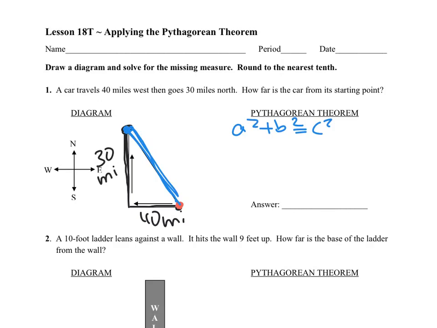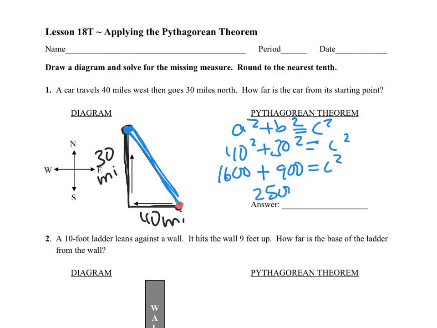Plug in what you know. We've got 40 squared plus 30 squared equals c squared. 40 squared is 1,600 plus 30 squared, that's 900, equals c squared. 1,600 plus 900 is 2,500, and that equals c squared.